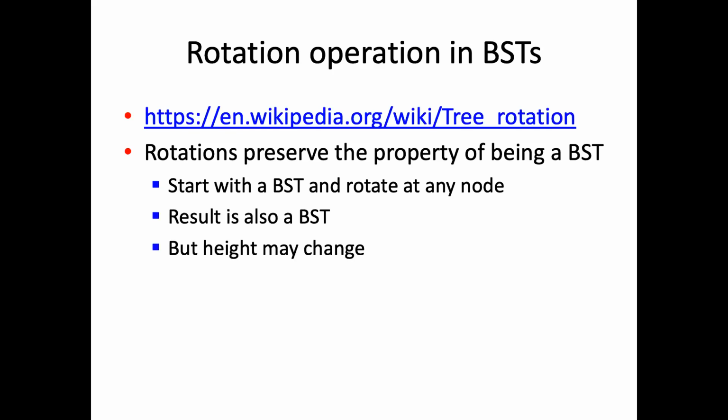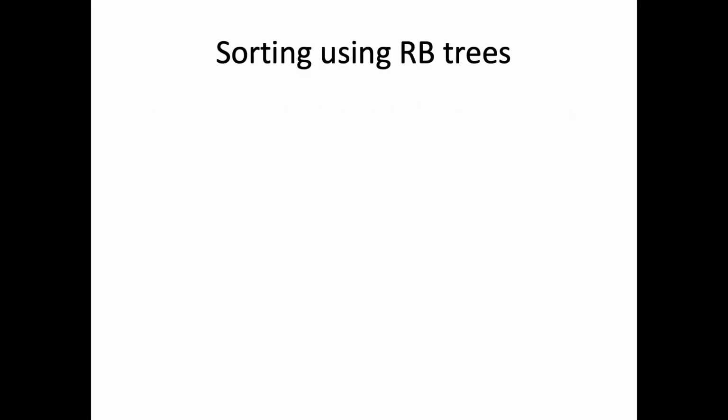So that's what we say. Of course, the process may change the height, which is, of course, what we typically want. Okay. So let's start with the first problem that we want to solve using these red-black trees. We want to know, how can we sort using red-black trees? And I would like to hear some suggestions from people here. How would I go about doing this?